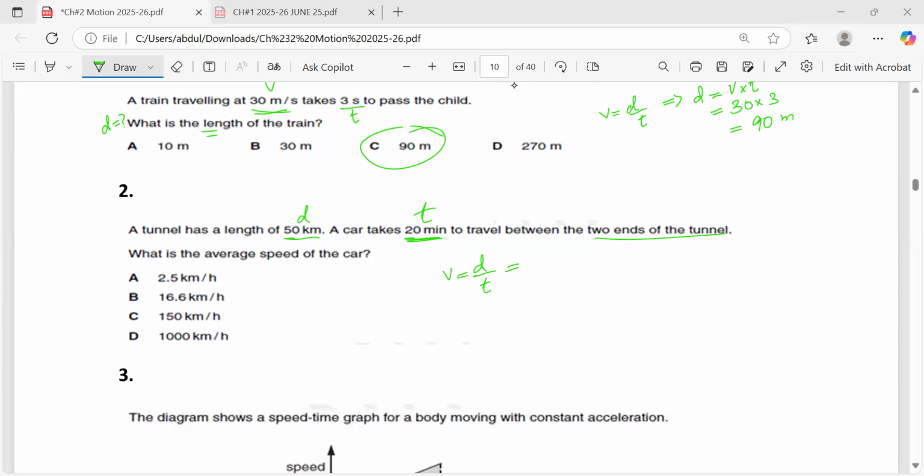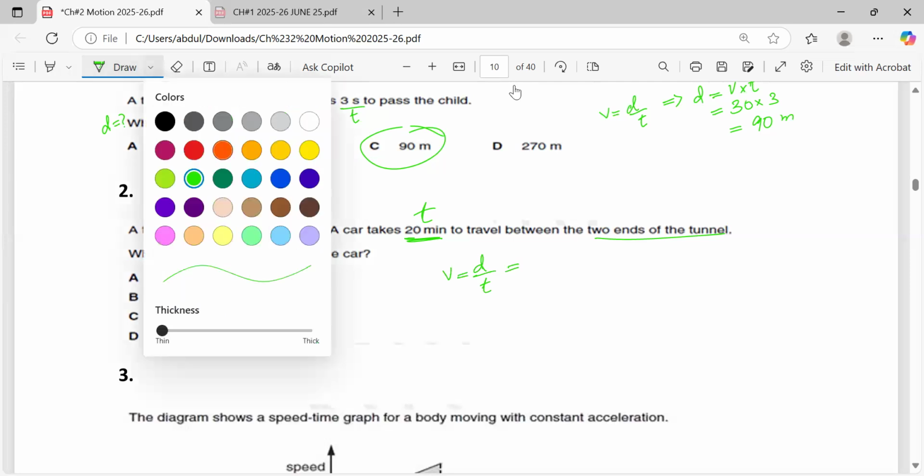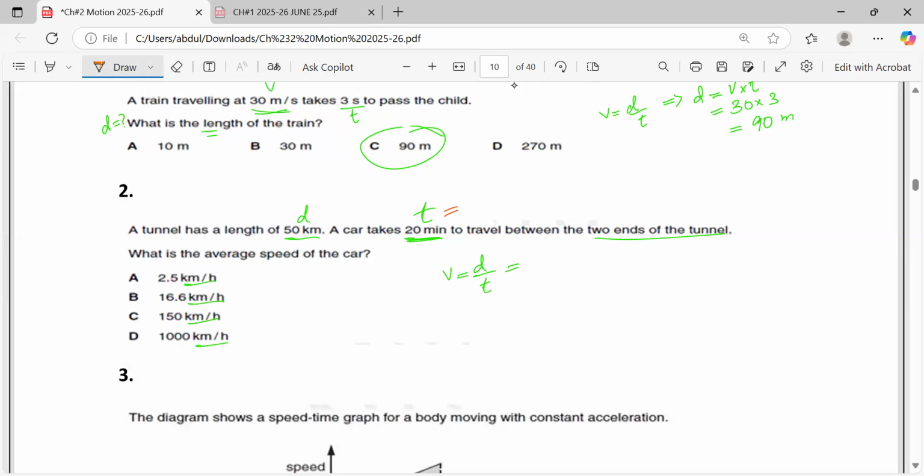Okay, one student said answer A, that is wrong. Why wrong? See here, you have to be attentive. The options are in kilometers per hour. And what is the problem here? Time is in minutes. It must be converted from minutes to hours. So 20 over 60 and it will be converted to hours. Why over 60? Every hour has 60 minutes.